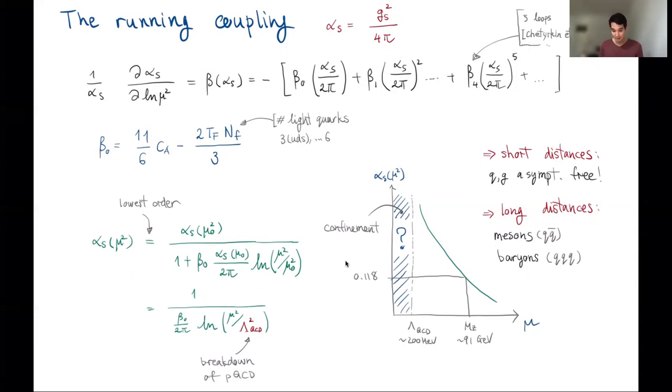And the numerical value of this Lambda_QCD is somewhere around 200 MeV. The alpha_S value is typically quoted at the Z mass, which is at 91 GeV. And here the value is somewhere around 0.118.